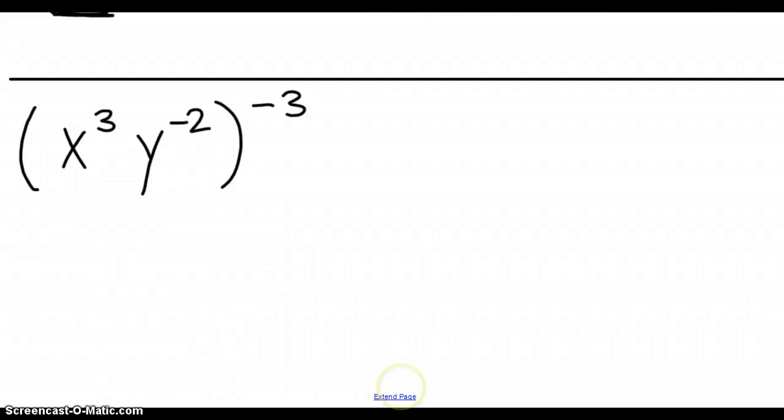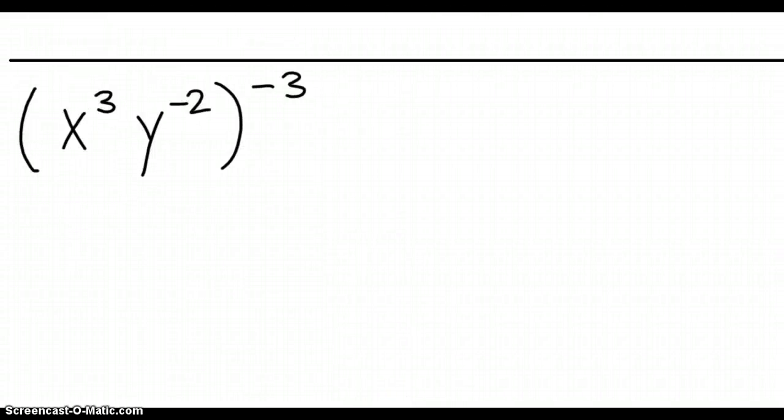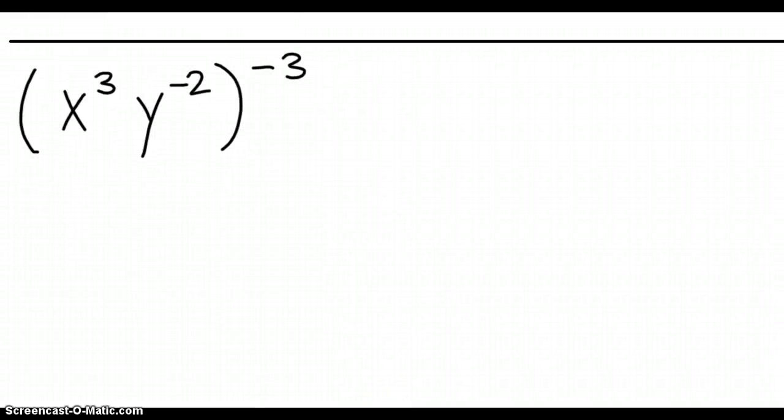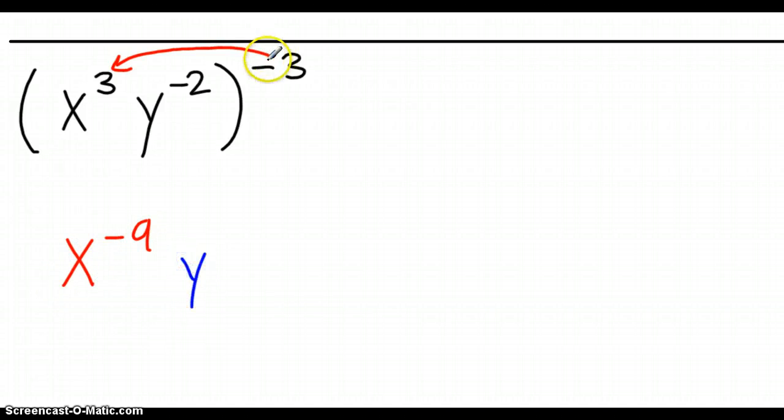Alright, so this is also true even when we have negative exponents. So let's go ahead and do our power rule. Every exponent must multiply by each exponent on the inside. So I'll get an x to the negative 9. I'll get a y to the, negative 2 times negative 3 will give me a positive 6.